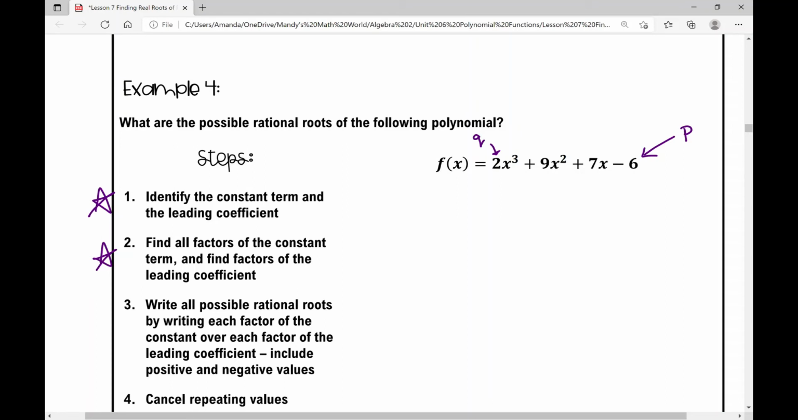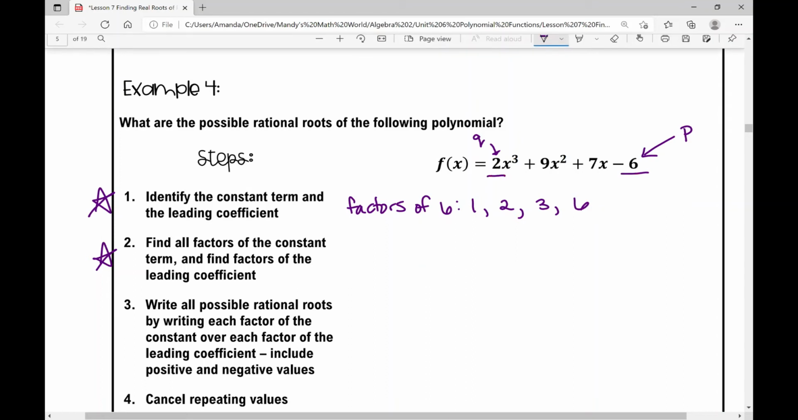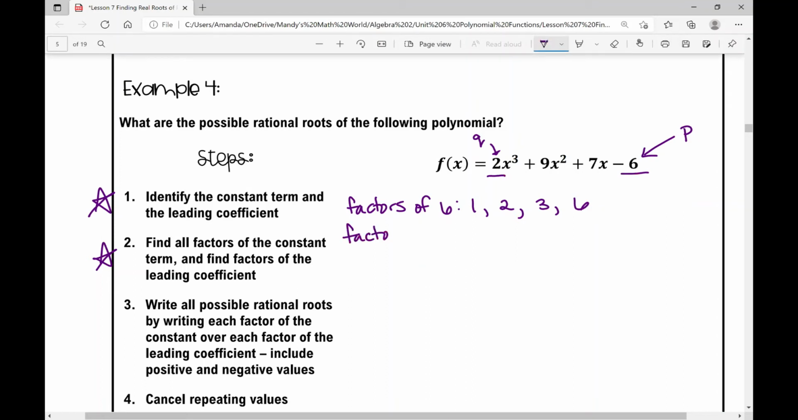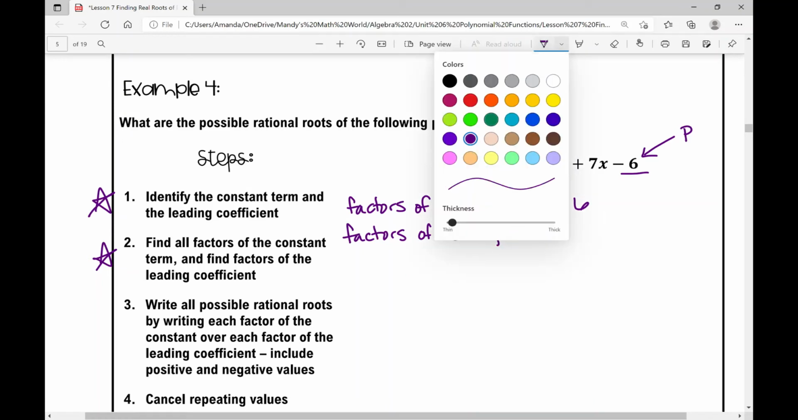So the first thing I'm going to do is find the factors of 6. What are the factors of 6? 1, 2, 3, and 6. Then I'm going to find the factors of 2. So we're just listing out the factors. Factors of 2 are 1 and 2. I'm going to change colors here.